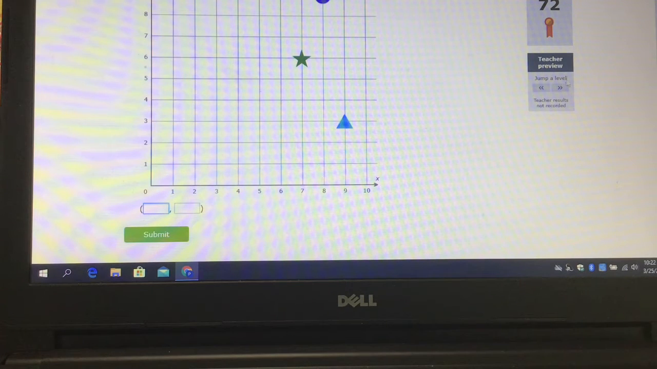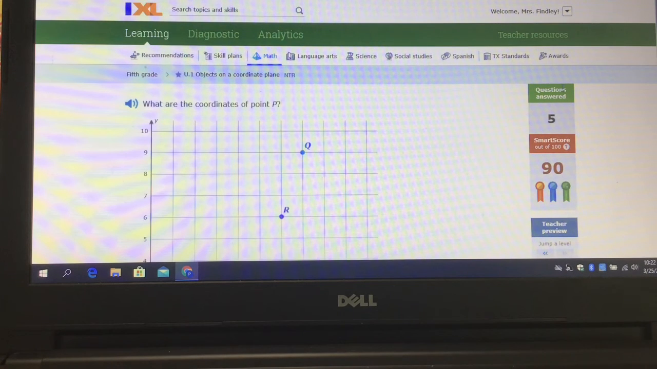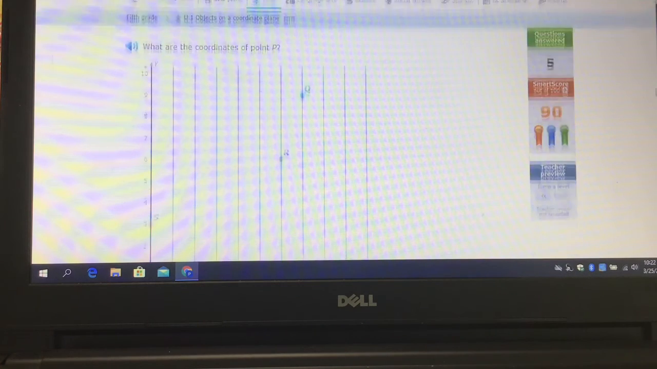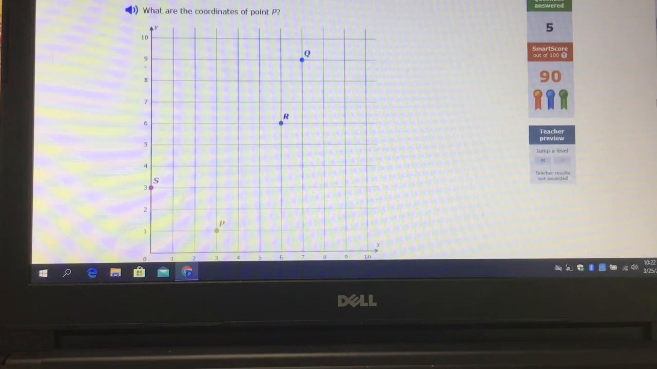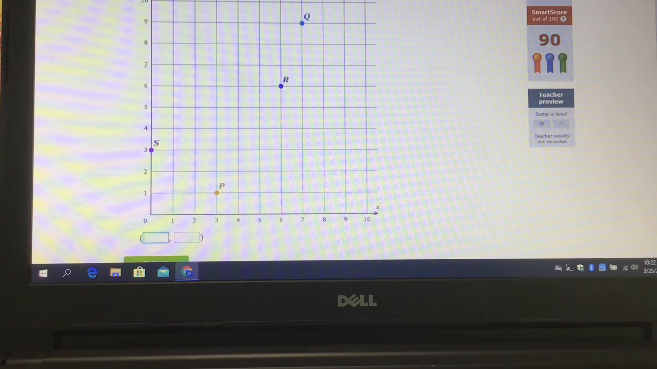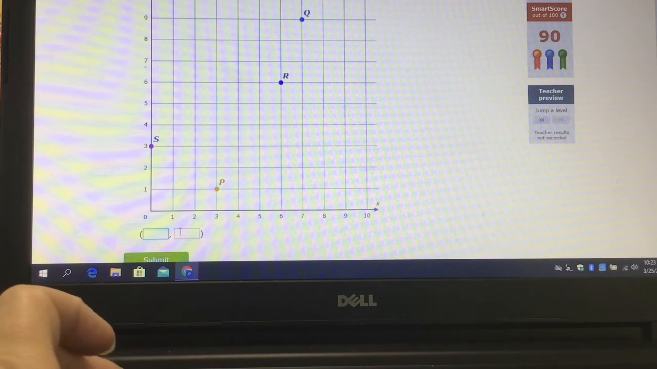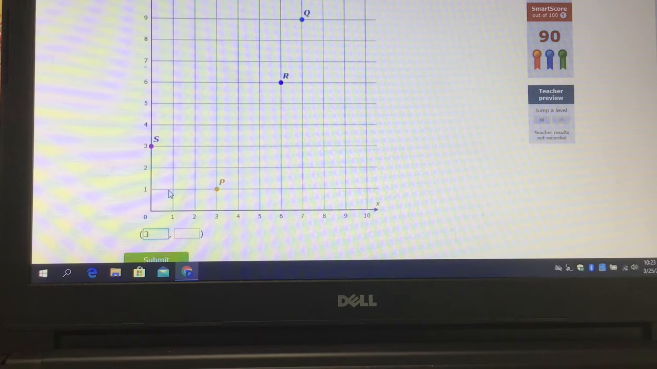Okay, so let's go ahead and jump up and see what our challenge zone is. The challenge zone is typically having problems that are a little bit harder, but not much. Okay, so what are the coordinates of point P? This is how you would see it if it was on the STAR test. They would plot points rather than shapes, and you'd have to find the coordinates of a point. Okay, so here is point P. Remember, we have to enter what first? Yeah, x first. So x is 3, and then the y is 1.